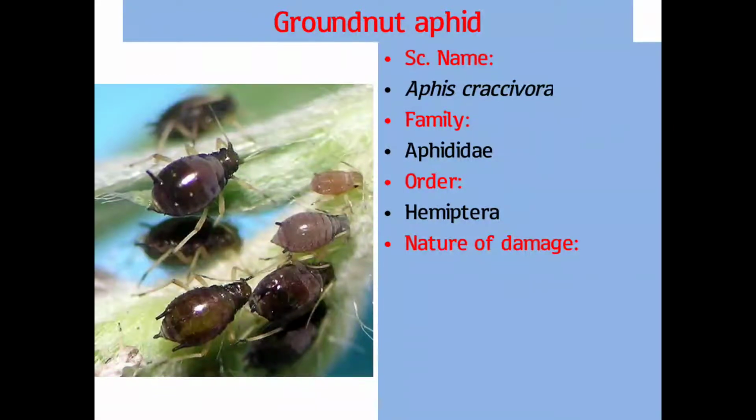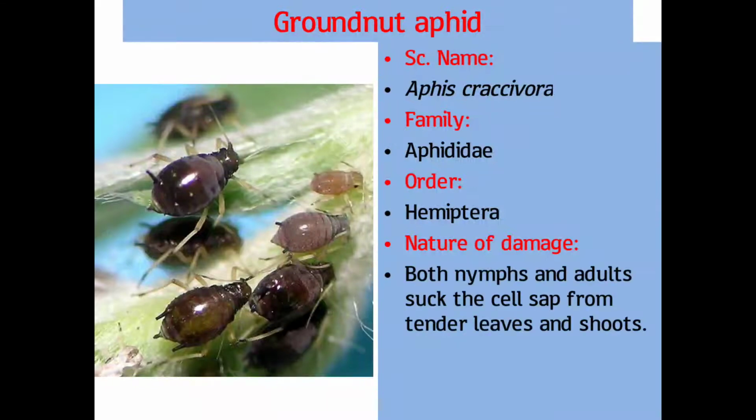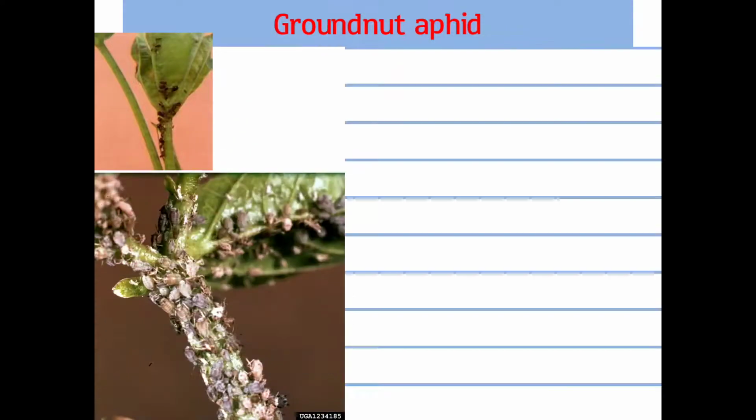In this Hemiptera, the life cycle is completed in 3 stages: egg, nymph and adult. Nymph and adult are the damaging stages of aphids. See the pictures. These are the aphids on the groundnut crop. Nature of damage: both nymphs and adults suck the cell sap from tender leaves and shoots. After hatching of the eggs, these nymphs and adults suck the cell sap from tender leaves and shoots.